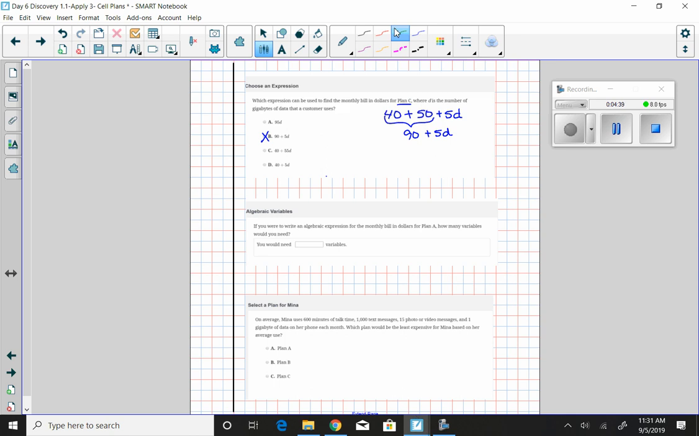So Plan A, if you look at it, is pretty involved when it comes to writing out its equation, or writing out its expression, I should say. And I want to know, how many variables would I need? How many variables do I need for this?